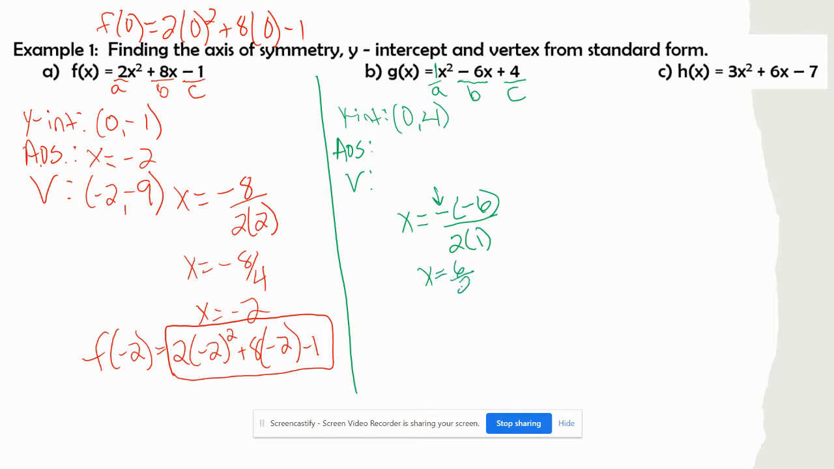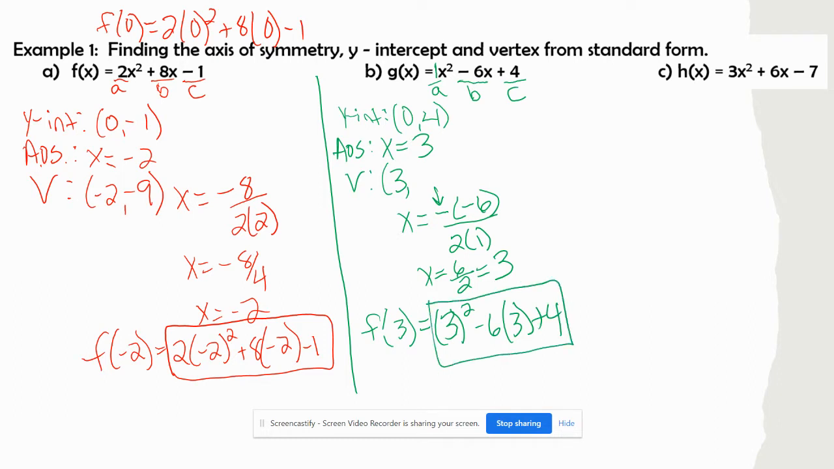2 times 1 is 2. 6 divided by 2 is 3. That makes our axis of symmetry x is equal to 3. And our vertex x value is 3. To find the y value of that vertex, we plug in 3 to our equation. 3 squared minus 6 times 3 plus 4. Do this math, and we end up with an answer of negative 5. So our vertex for that would be 3, negative 5.